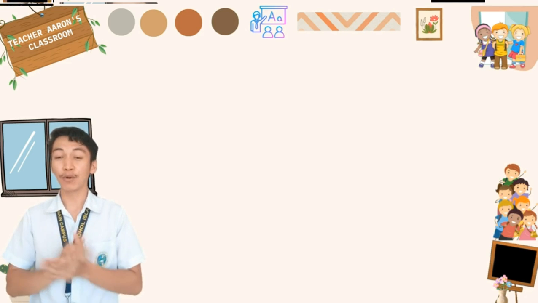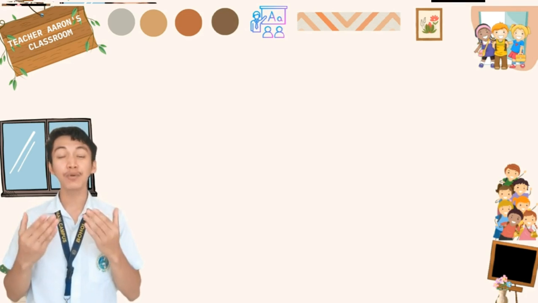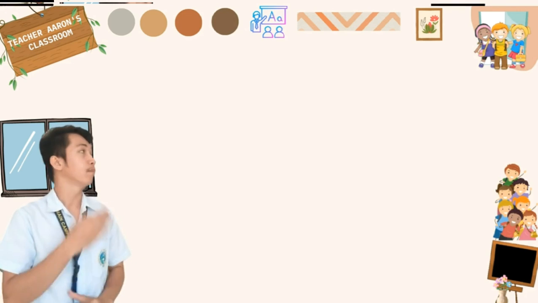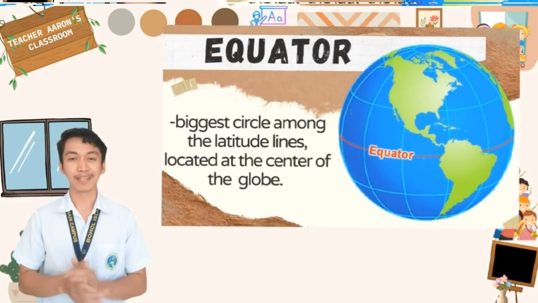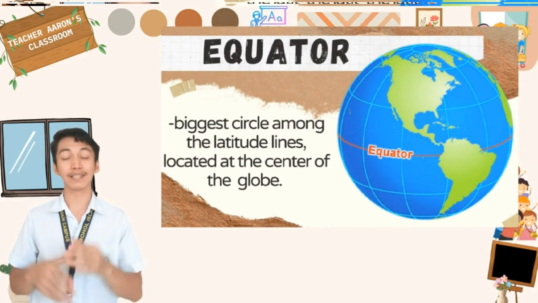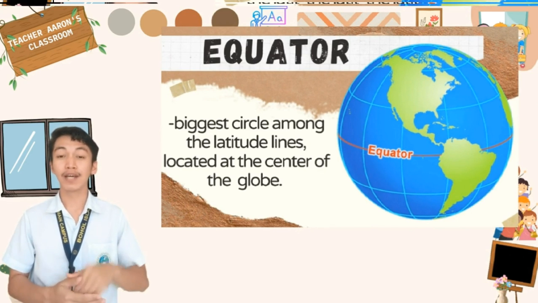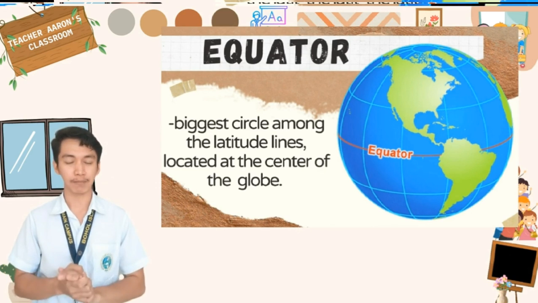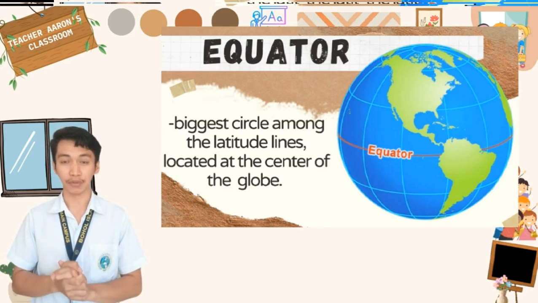Alright then, let's go further to the latitude lines, as this is further divided into few terms. We call this parallel of latitude. So first is the equator. This is the biggest circle among all latitude lines. So this is located at the center of the globe and divides the globe into the northern hemisphere and southern hemisphere. So basically, this is one of the hottest places on the earth.